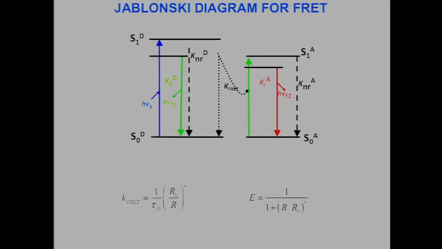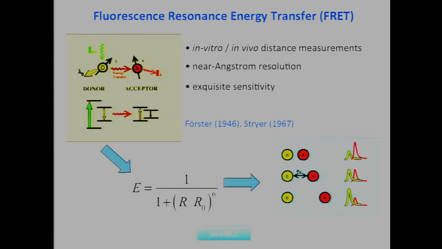Instead of doing this in the RF region, the radio frequency, this is done in the optical range, and therefore the range of this dipole-dipole interaction in the optical range is much, much shorter. It's very effective on the order of 2 to 10 nanometers. That is molecular scale distances. So the concept is very simple.